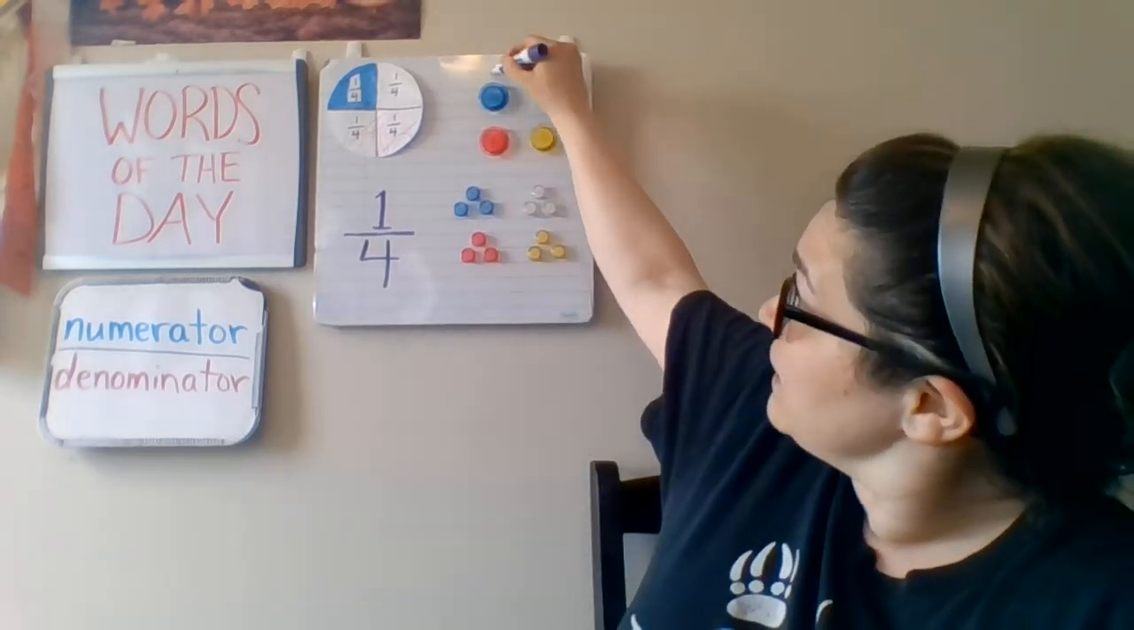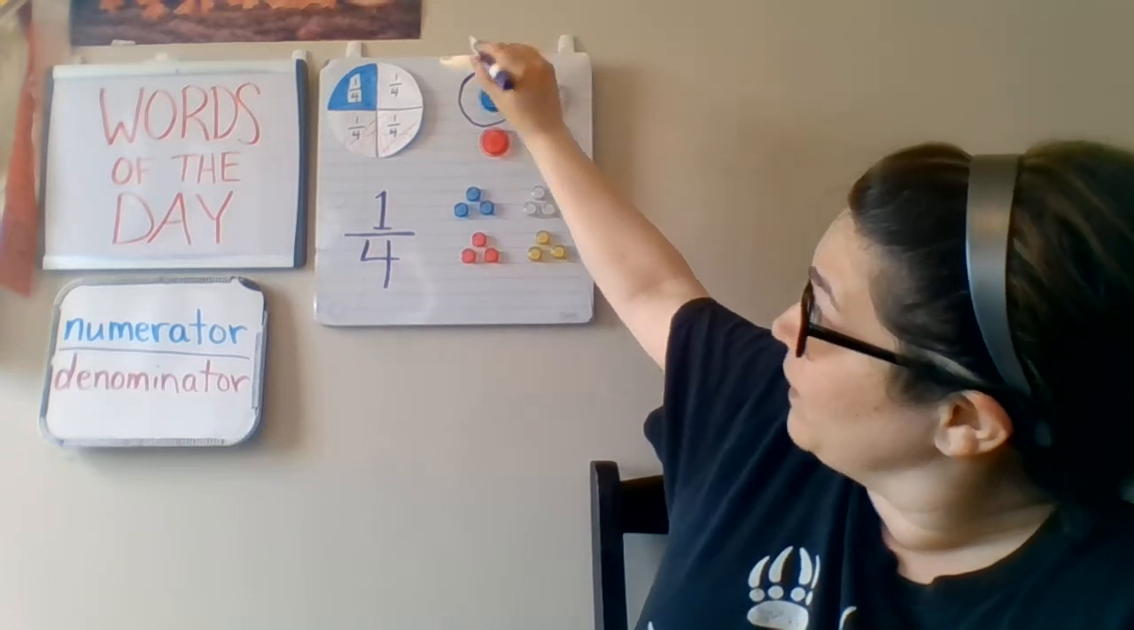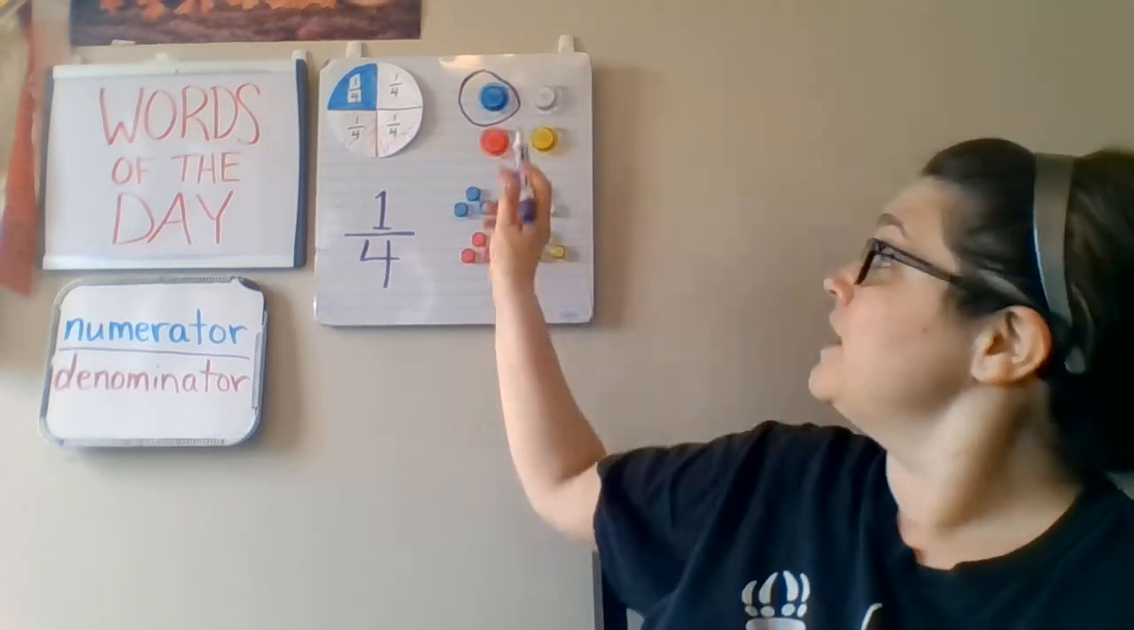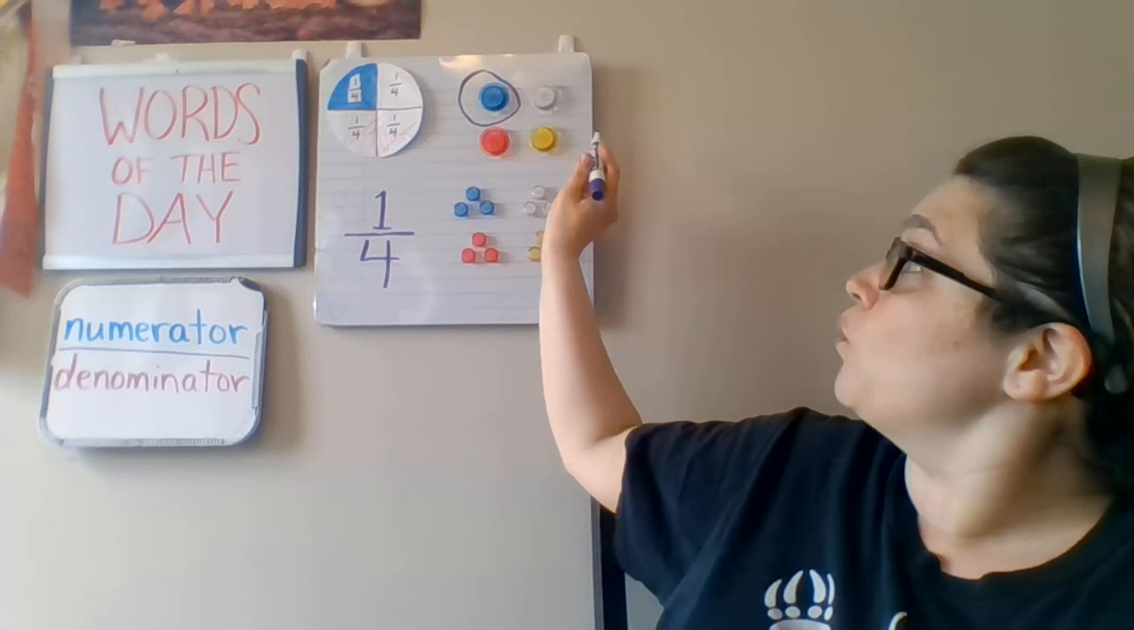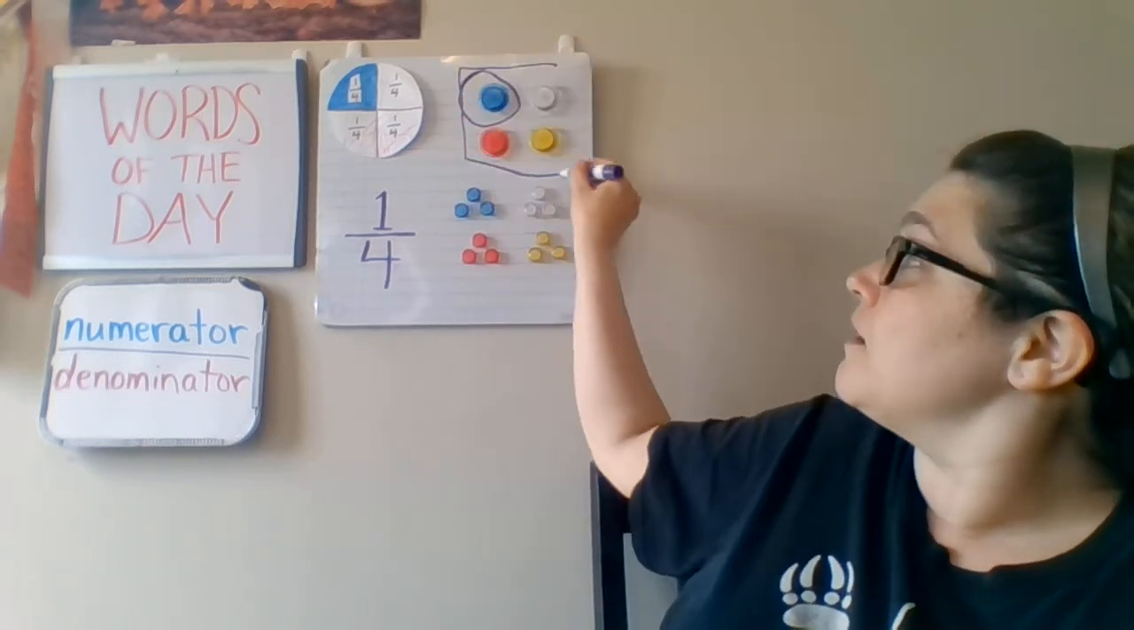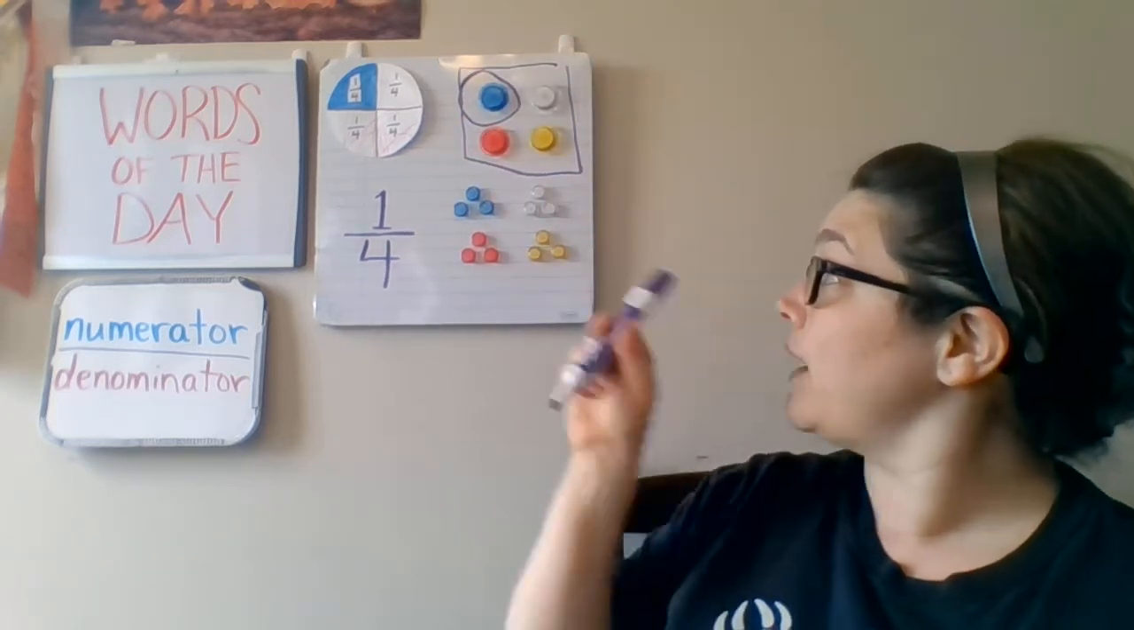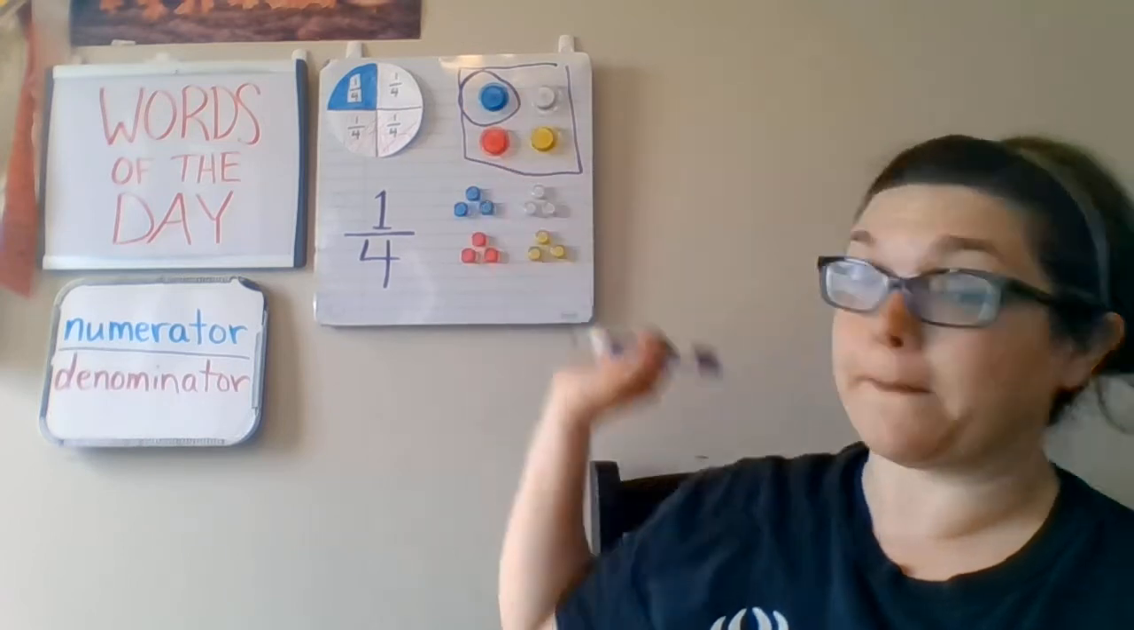Another way to understand 1/4 is to have 4 objects and only talk about one of them. So in this case, let's say the blue one, because we've got a blue theme going here. The blue magnet is 1/4 of this group of magnets. So, okay, so it's 1 out of 4.